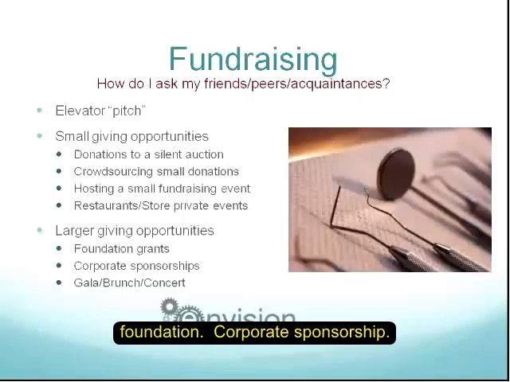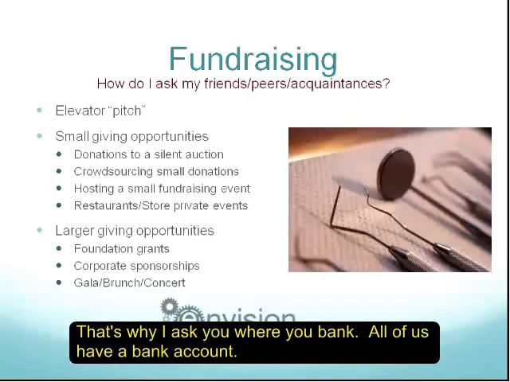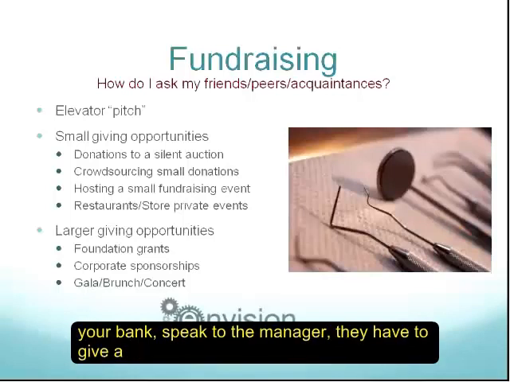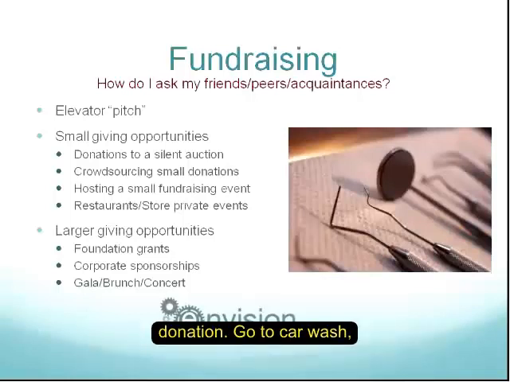So that's foundations. Corporate sponsorships are also really big. All of us live in a town with corporations. This is why I asked you at the beginning where you bank. All of us probably have a bank account at a bank. Every bank branch has to give out a certain amount of money a year. Go to your bank. Ask to speak to the manager. Ask them to give you a donation. They have to do it.